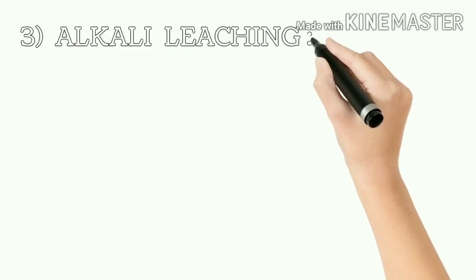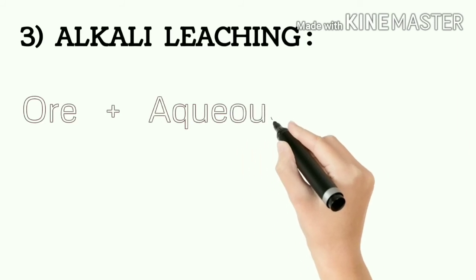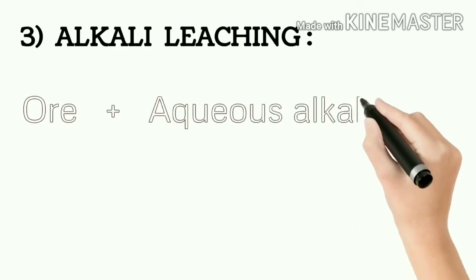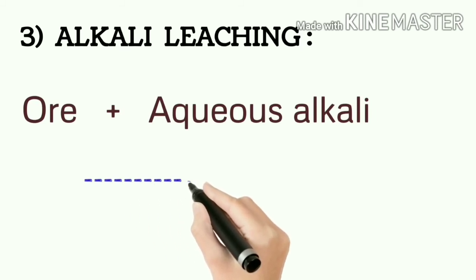Now let's see the third method, that is called alkali leaching. Alkali leaching, what is the process here? We are taking the ore plus aqueous alkali to form the soluble complex.